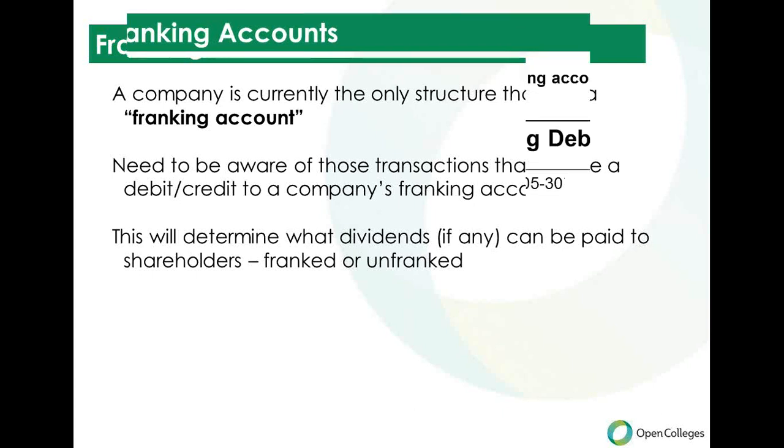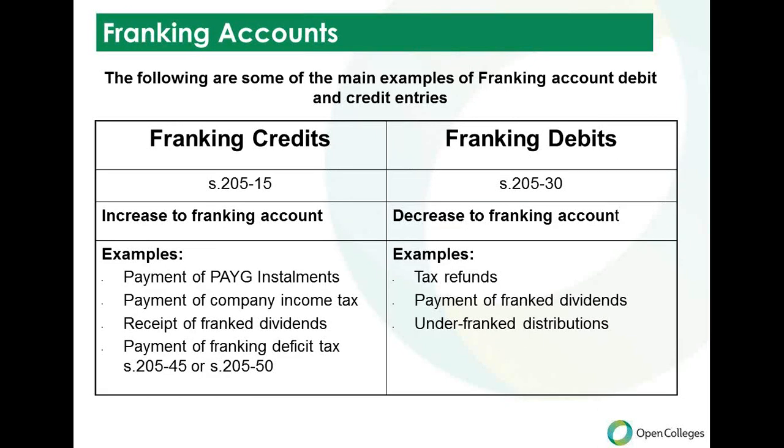So these are some examples of franking account debit and credit entries. On the left-hand side, so it's actually back to front, the franking credits and the increase to the franking account occur when you pay PAYG instalments, so when you're paying the pay-as-you-go company tax instalments, paying company tax on lodgement of an income tax return, receipt of franked dividends, or payment of franking deficit tax. So that's what we said before. You can't have a debit balance at year end, so paying that tax also acts as a credit. Some of the debit examples: tax refunds, payment of franked dividends, and underfranked distributions create franking debits in the franking account.